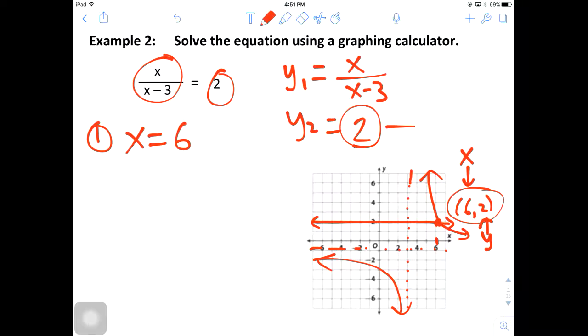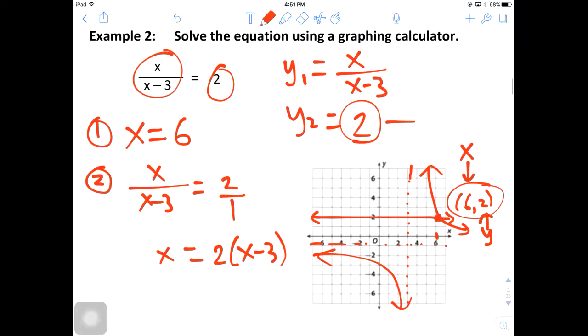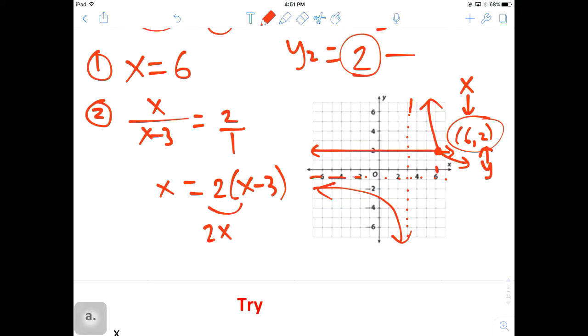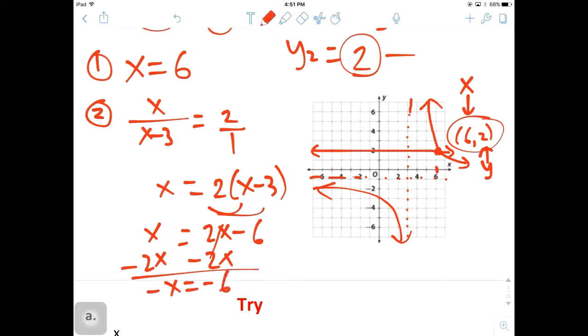Well, to make a connection for the next day, or to look one step ahead, I'm going to solve this problem using algebra just to show that the answer is the same. So I start with the equation x over x minus 3 equals 2. I'm going to put a 1 underneath and cross multiply. So I have x times 1, which is x, equals 2 times x minus 3. And I'm going to distribute the right hand side and then subtract. I have negative x equals negative 6, and therefore dividing by negative 1, I have x equal to 6.